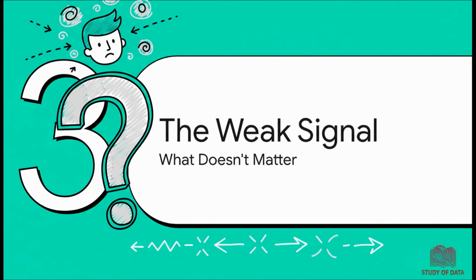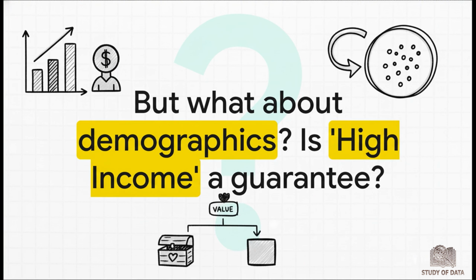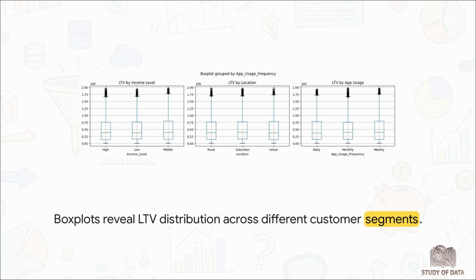So we know that what customers do, how much they spend, how often they buy, is a huge predictor. But what about who they are? Let's shift gears now and investigate the features that maybe surprisingly don't give us much of a signal at all. I mean, this is the classic marketing assumption, isn't it? That a customer with a high income is naturally going to be more valuable. But is that actually true in our data? Let's find out. And these box plots are going to give us a definitive answer.